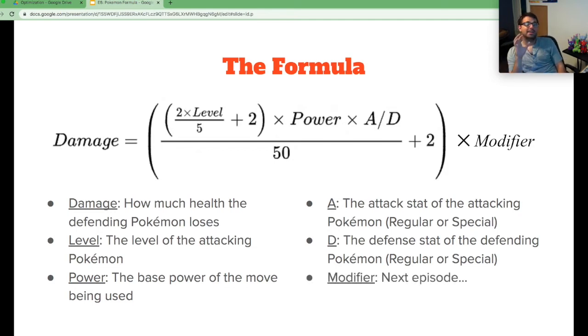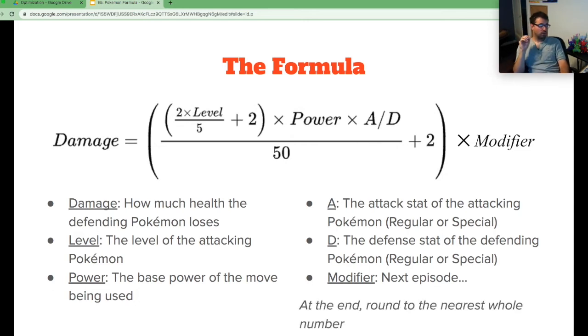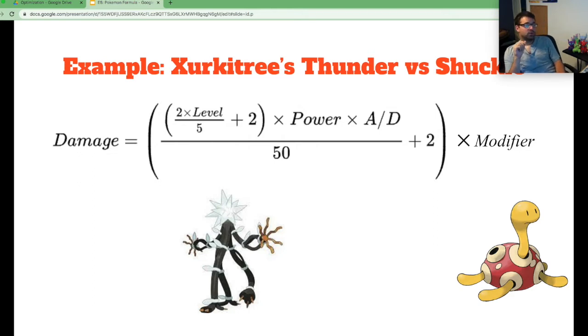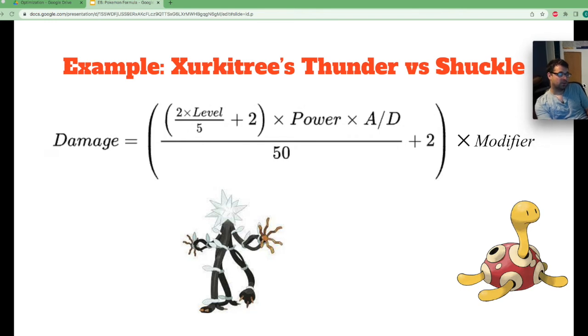Then the modifier is a complete mess all on its own. That is going to get its own episode where we talk about all of the different values that could be plugged in as part of the modifier, because that is an equation all on its own, or more of a product than an equation. We put in a bunch of values that are multiplied together, so it's a product. We'll talk more about it in the next episode. At the end, once you have plugged in all of your numbers, you round to the nearest whole number using your regular rounding rules. So here's how we can plug in our numbers based on a certain circumstance.